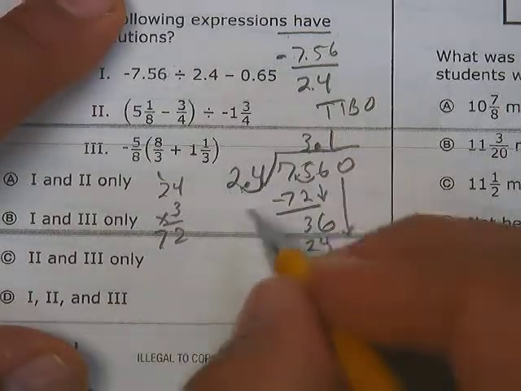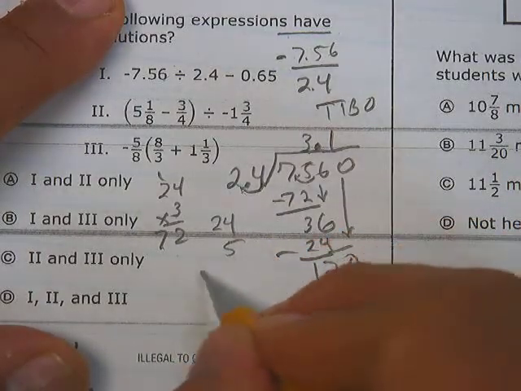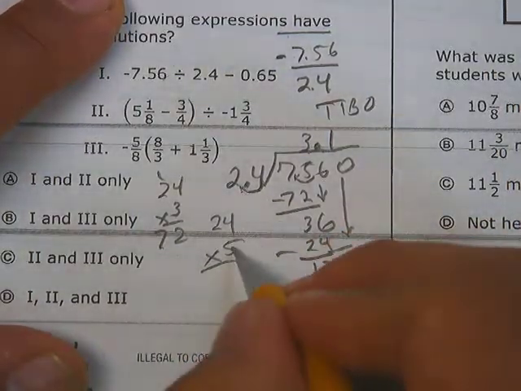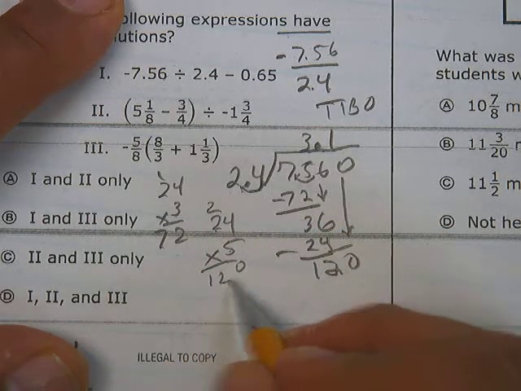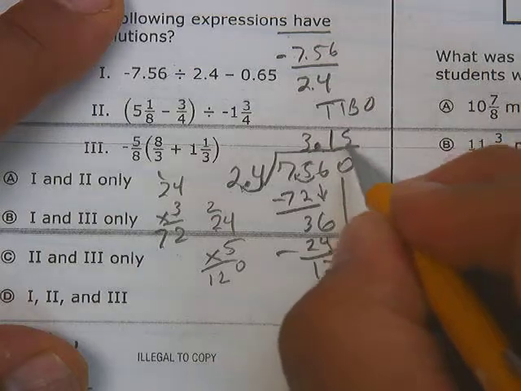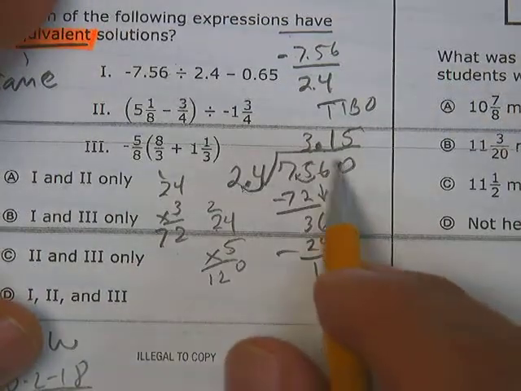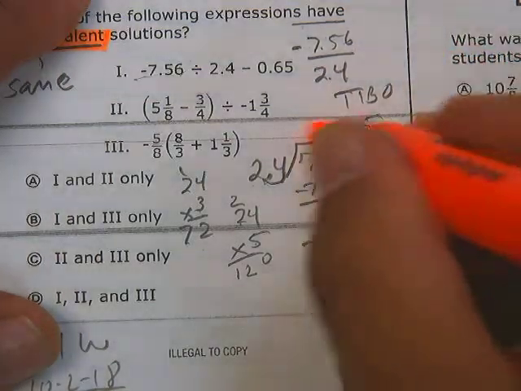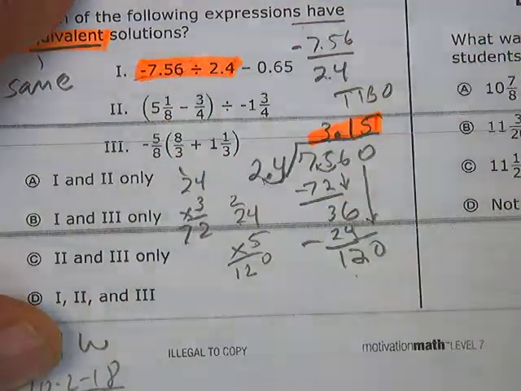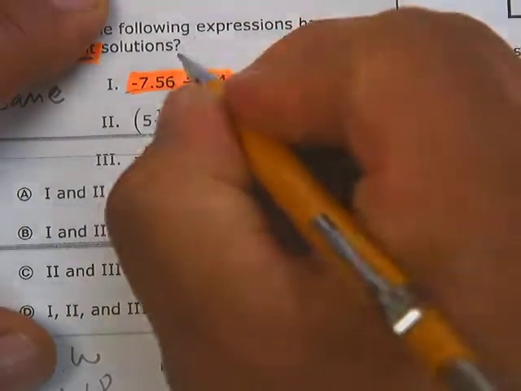Add a 0. How many times is 24 going into 120? Well, times 3 was 72. So I'm going to try 5. 24 times 5, 5 times 4 is 20, 5 times 2 is 10, plus 2 is 12. That gives me that. So that means this is 5. That means this is 3.15 now.